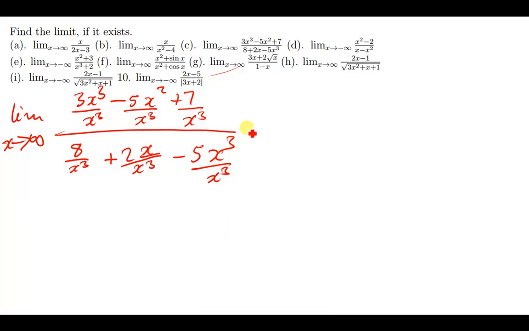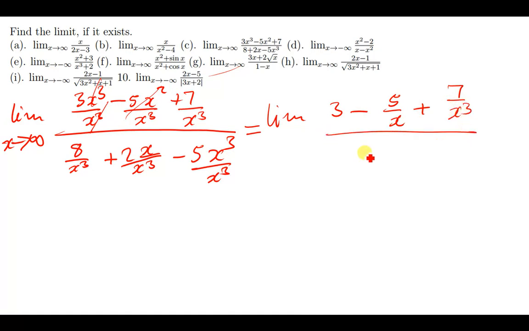Okay, so when you do the division there, you are going to have the limit. So this one and that one will cancel, we just remain with 3, minus 5 over x, then plus 7 over x to the power 3, then everything divided by 8 over x to the power 3, and then plus 2 over x squared minus 5, when x is approaching positive infinity.